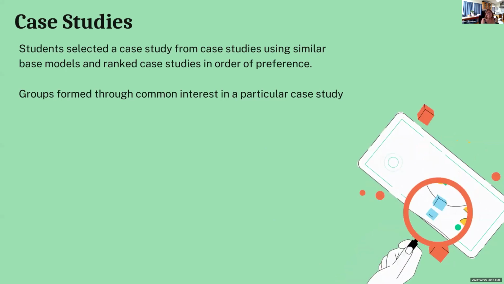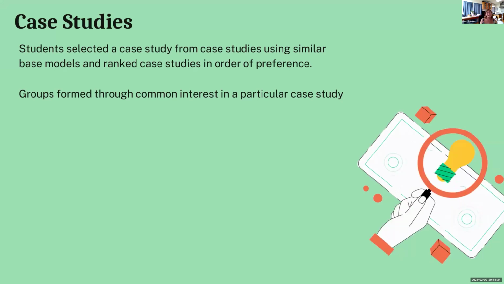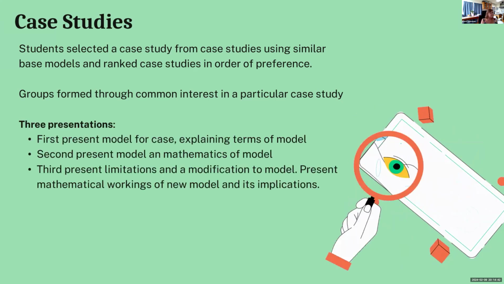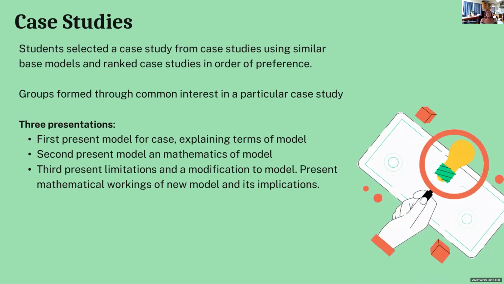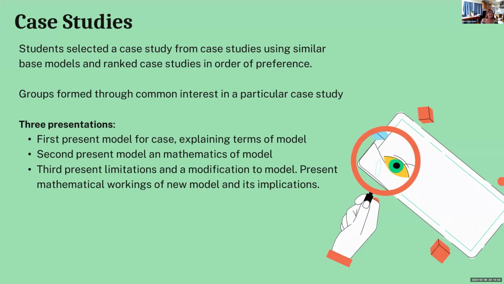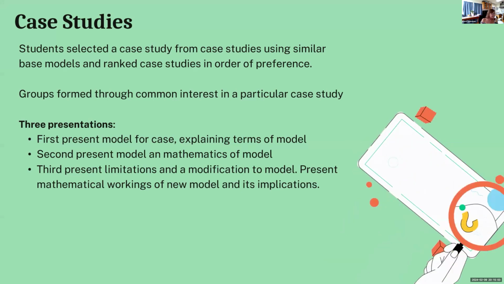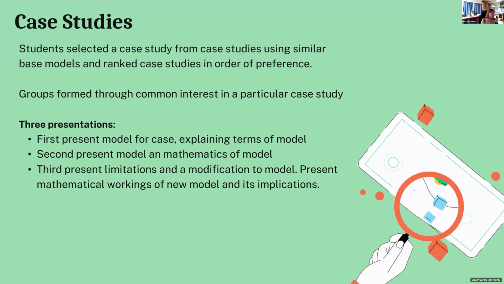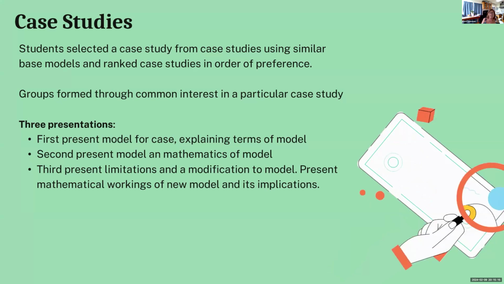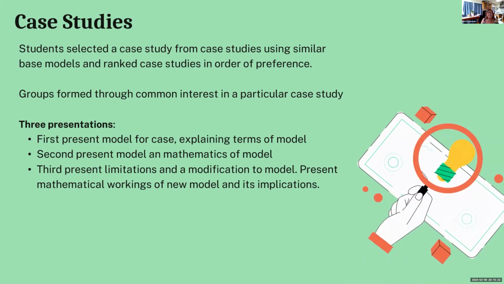So basically, in one lecture students were presented with three different case studies, and they had to rank them in order of preference. The lecturer then formed the modelling groups based on common interest in a particular case study. Then they had to do not just one presentation, but three. The first presented the background of the case study, the model it was looking at, and explained some of the terms of the model. The second presented and worked through the mathematics of the model. The third identified the limitations of the model, chose a limitation, made a modification to the model, and then presented the new mathematical workings and discussed its implications.